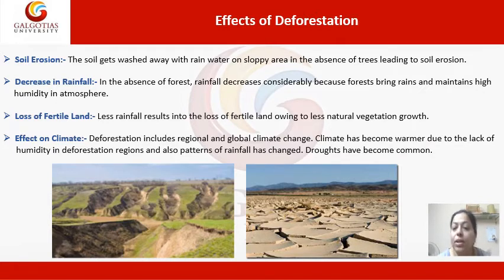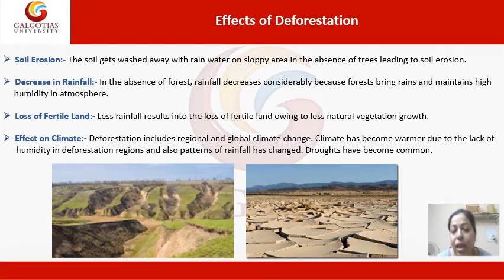Why? Because plants absorb carbon dioxide for the process of photosynthesis. If there are no trees, if you're cutting off forests after forests, what are you doing? We are increasing the concentration of carbon dioxide in the atmosphere, because there are no trees or plants available for absorbing that carbon dioxide, right? So if there is an excessive amount of carbon dioxide, the temperature of the earth is going up, which is resulting in global warming.